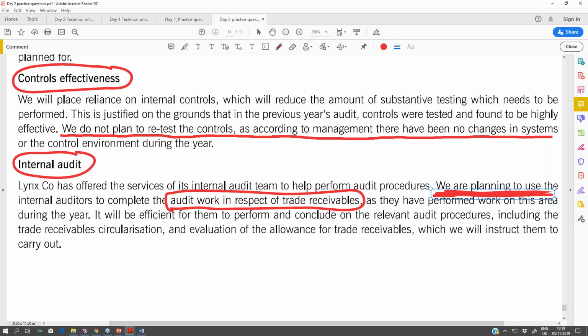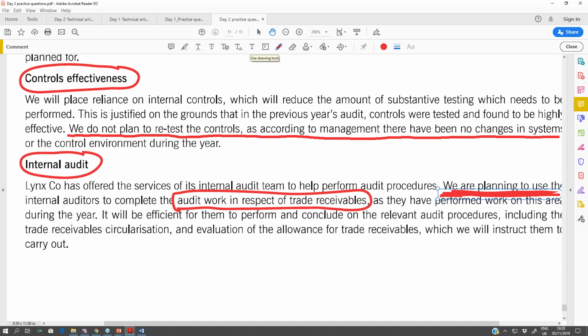Look at this line. It says it will be efficient for them to perform and conclude on the relevant audit procedures. I need to do my audit procedures myself, right? I cannot just put my burden on the internal auditor. But it says it will be efficient for them to perform and conclude on the relevant audit procedure. Then what is my role as an external auditor? As an external auditor, I can rely on them. Rely on them means I can reduce my work. But reducing my work does not mean that I put everything on the internal auditor. It seems over here as if I'm trying to put everything on the internal auditor. It will be efficient for them to perform and conclude on the relevant audit procedure, including the trade receivable circularization. Who sends the confirmation letter?